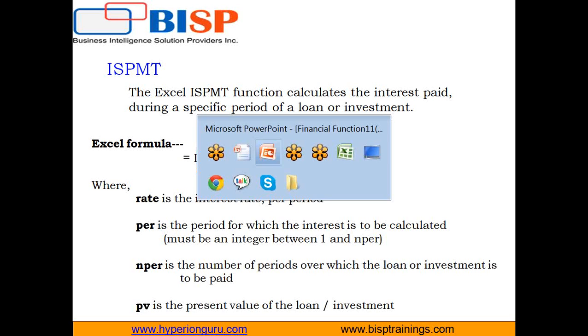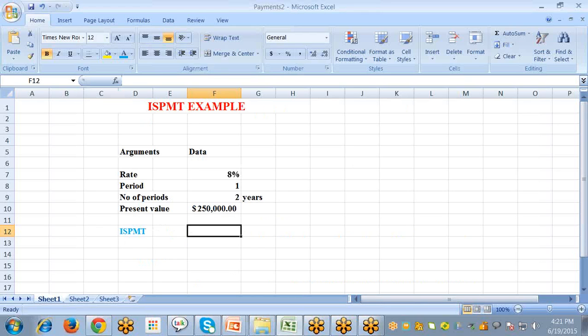So let's understand this with the help of an example. Here we have the interest rate, the number of periods, the period for the first payment, the total number of periods, which is 2 years, and the present value. So how do we calculate ISPMT?